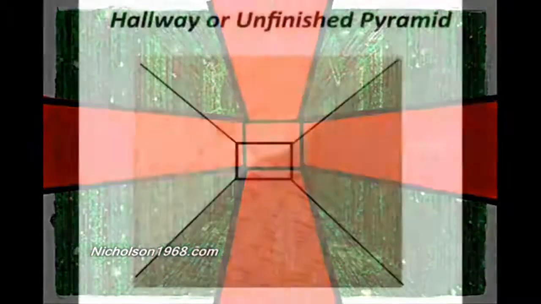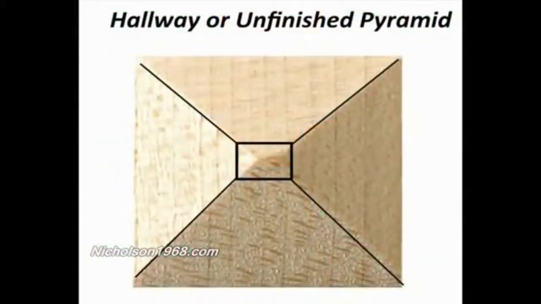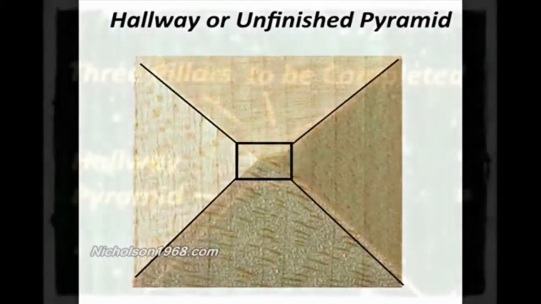But when the elite look at things, the hallway becomes a pyramid, and where the three bodies are standing becomes the top of the pyramid. And so the public sees three people standing at the end of the hallway. The elite see it as three pillars standing on top of a pyramid waiting to be completed.